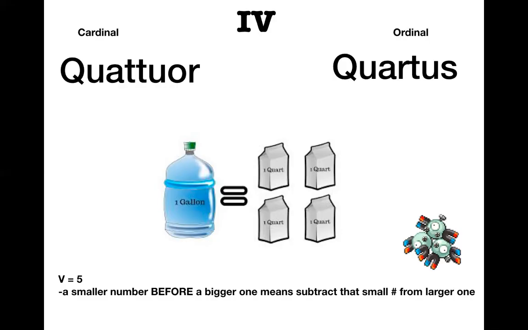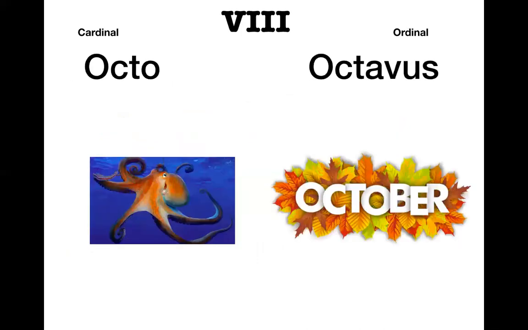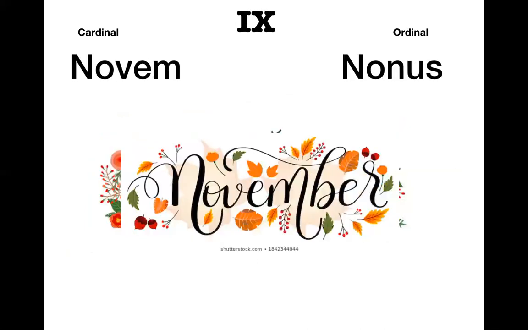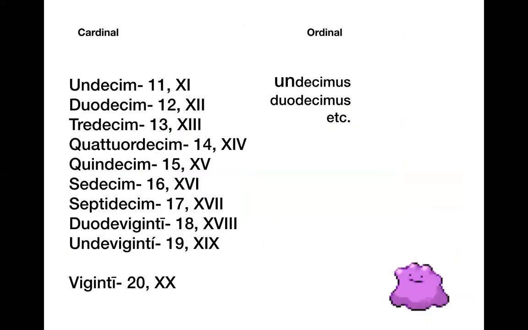Basically, you're looking for if it ends in -us like that, and on the quiz, I'll probably put it as quartus, quarta, quartum to make it extra clear. Septem, septimus, seven, seventh. Octo, octavus, eight, eighth. Novem, nonus, nine, ninth. Decem, decimus, 10, tenth. And then I'll put maybe one or two of these. I probably won't put ordinal versions of these, honestly.